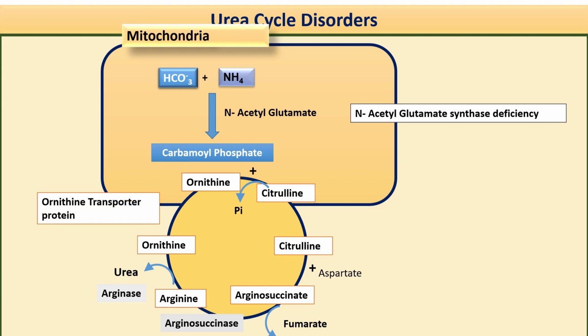And next one is if there is a defect in the ornithine transporter. ये प्रोटीन जो होता है which is responsible for transporting ornithine from cytoplasm to mitochondria. अगर ये यहाँ पे नहीं होगा तो ornithine will not enter and which is responsible for disorder called as a triple H syndrome जो देखें हम बाद में, and which is responsible for causing hyperornithinemia.